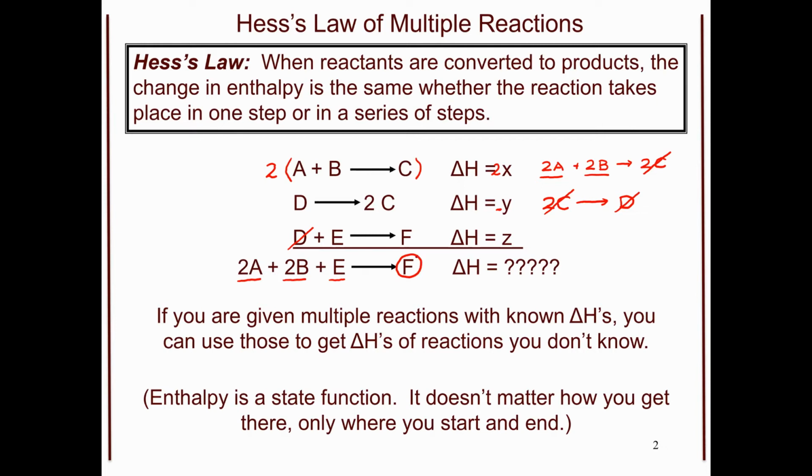So now what we are able to do is sum all of our delta H's from before. So our delta H for the overall reaction would actually be 2x minus y plus z, and we would get our value. So what does this mean in a reaction diagram sort of way?